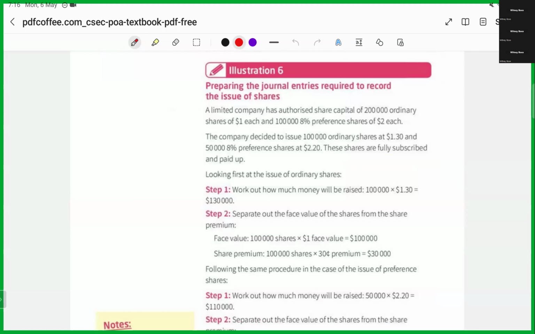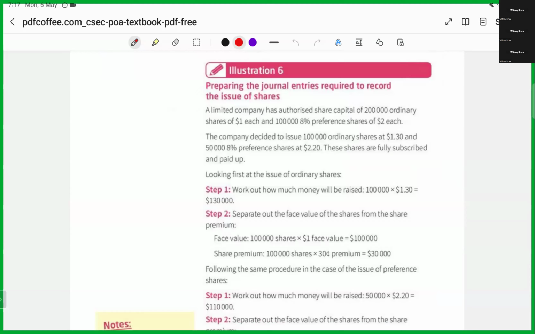The company now decided to issue 100,000 ordinary shares at $1.30 and 50,000 8% preference shares at $2.20. These shares are fully subscribed and paid up. That simply means that persons paid for the shares. That's what they mean by fully subscribed and paid up. The shareholders paid for their shares.